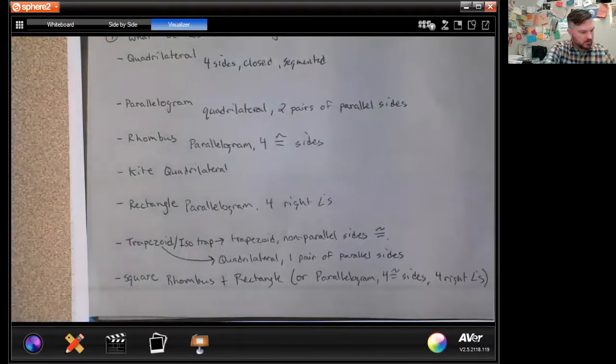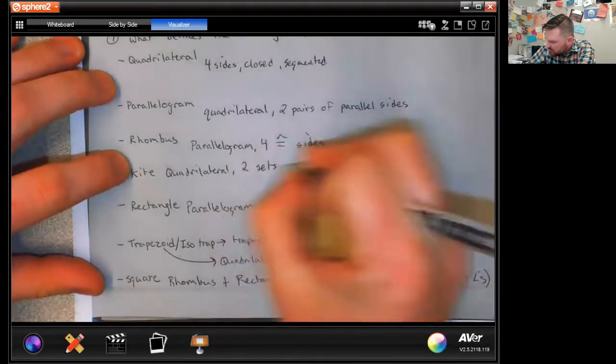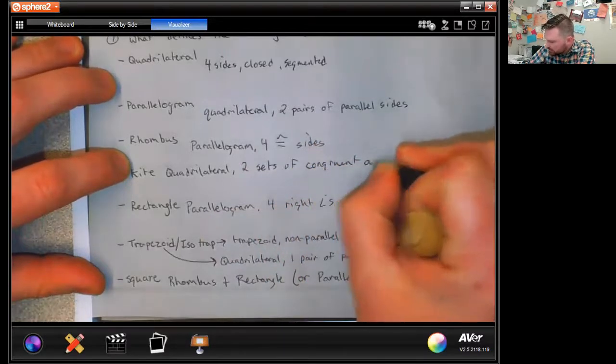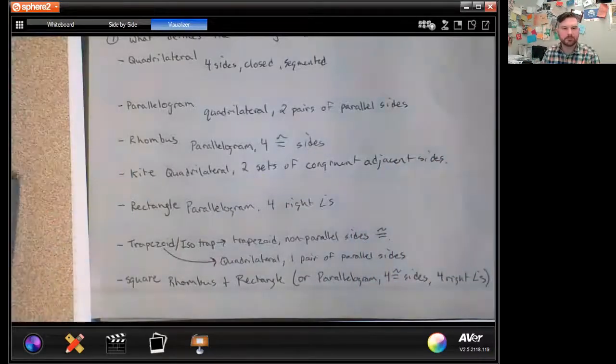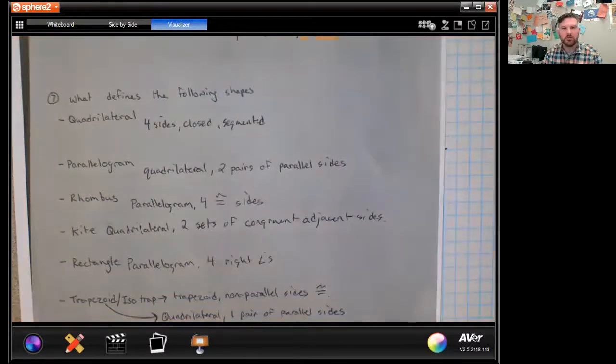Let me just look and make sure I define it the same way we took it in our notes here. Okay, yeah, 2 sets of congruent adjacent sides is how I put it in the notes. So 2 sets of congruent adjacent sides. Okay, so no parallel sides in that kite, but the adjacent sides, you got 2 sets of those that are the same length.